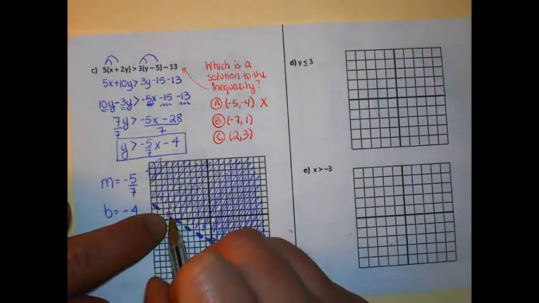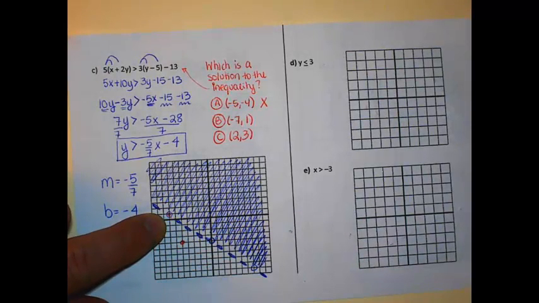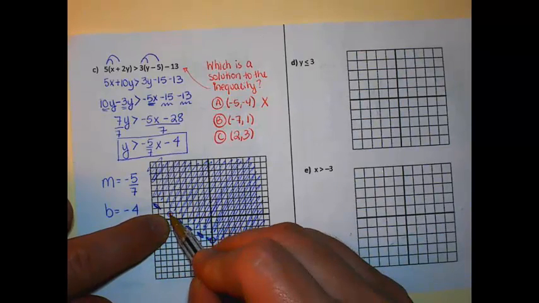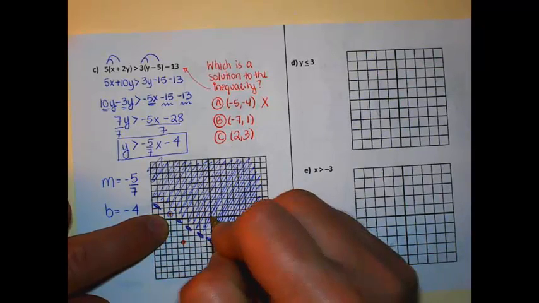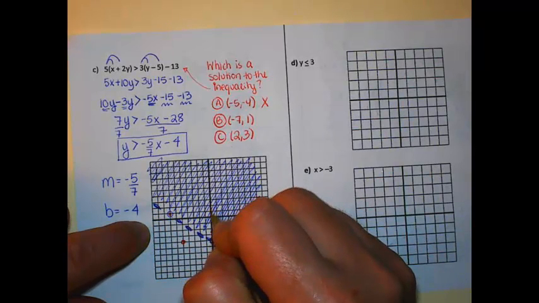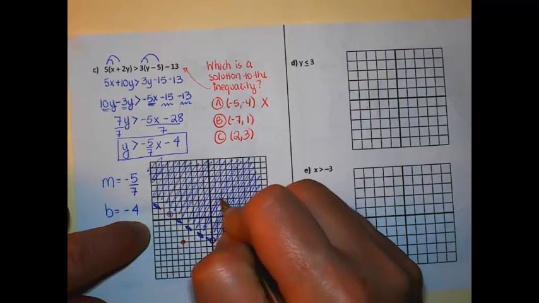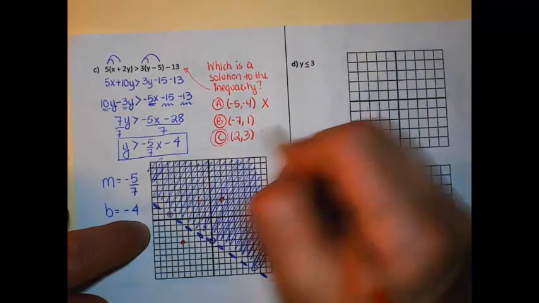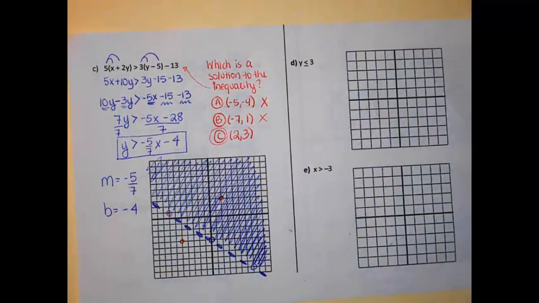If that line is a solid line, then the point is part of the solution. But in this particular case, because the line is not solid, rather it is a dashed line with empty circles, the point then is not part of the solution. The last multiple choice is 2, 3, which is right there, and as you can see, that's part of the solution, so that would be your answer.